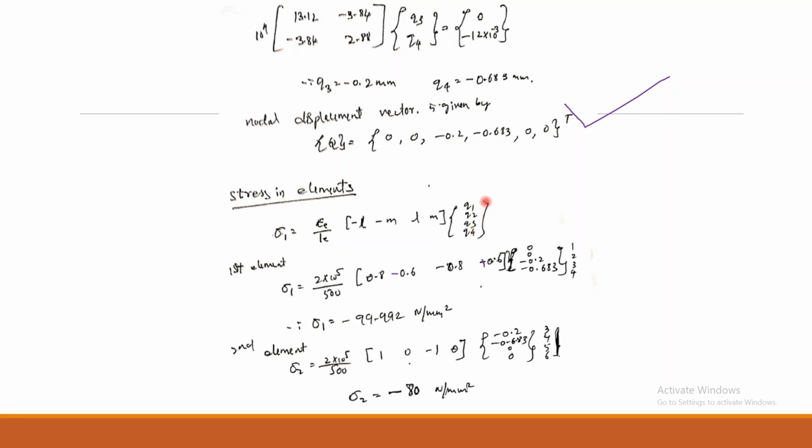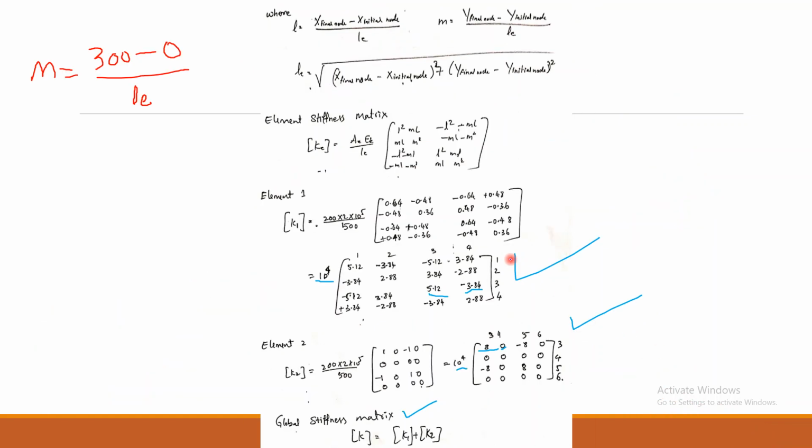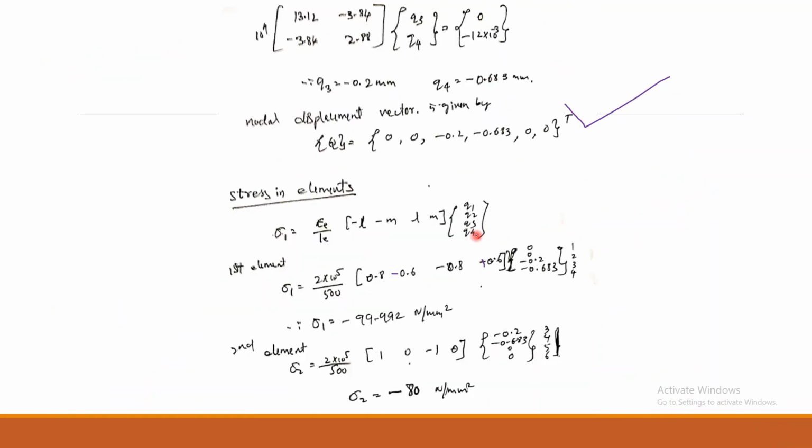What about these displacements? This also depends on the global connectivity that we have used. There is q1, q2, q3, q4, so the terms will be q1, q2, q3, q4. If you do the multiplication of the matrix, I get sigma 1 equal to minus 99.992 Newton per mm square.